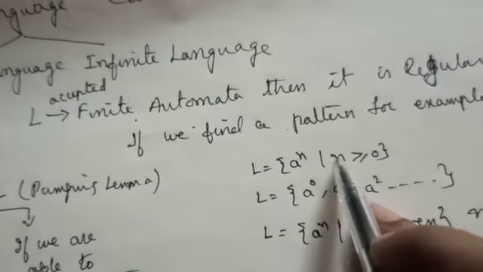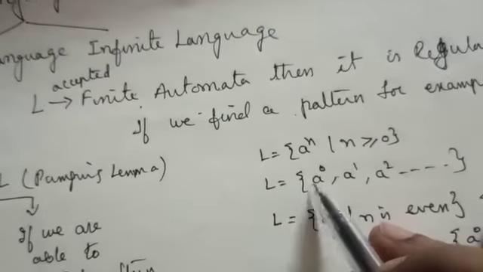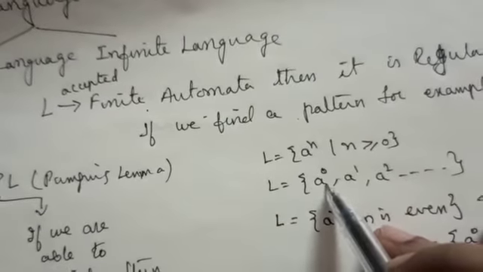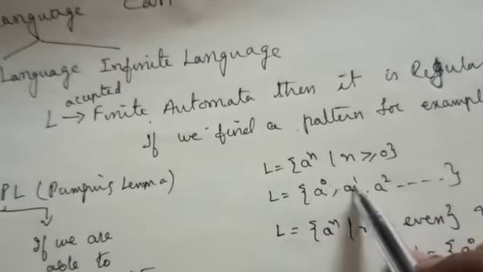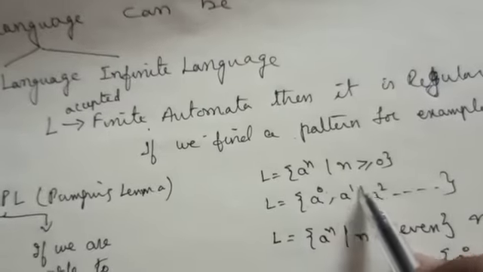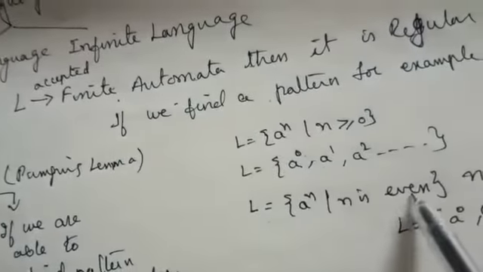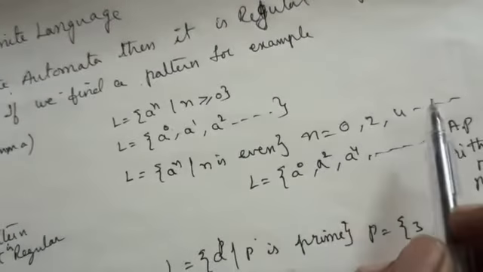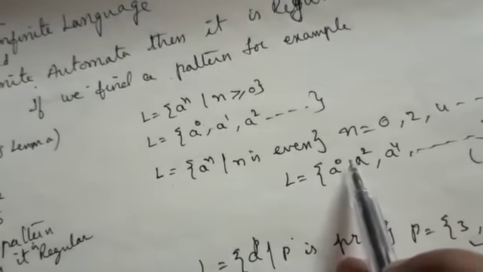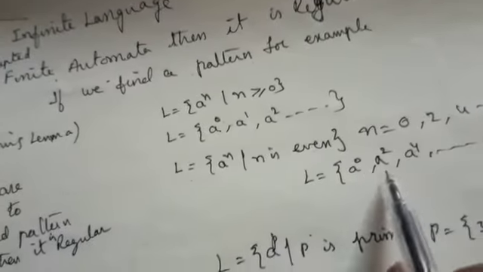L equals a power n, where n is greater than or equal to 0. The pattern here we are finding is L equals a power 0, a power 1, a power 2. The difference you see is 1, 1, 1. Now the next one: L equals a power n, where n is an even number. So here n equals 0, 2, 4 and so on, and you will see the same equal difference between all the parts.